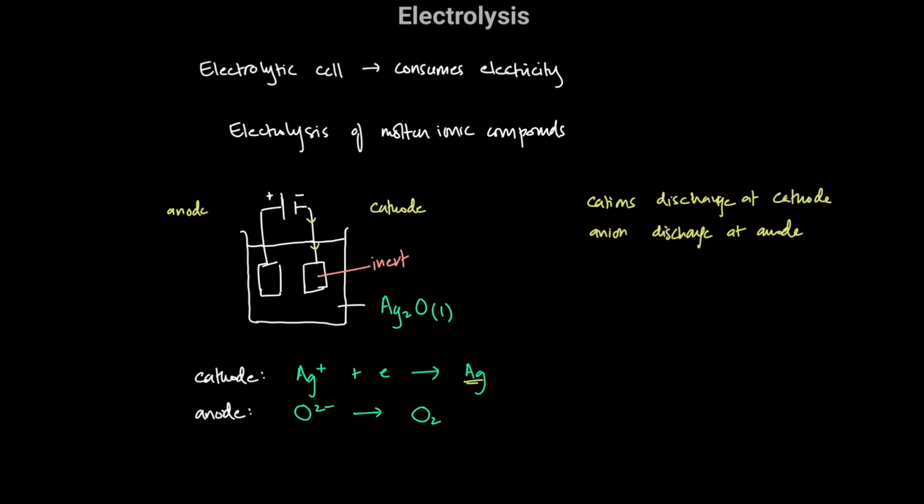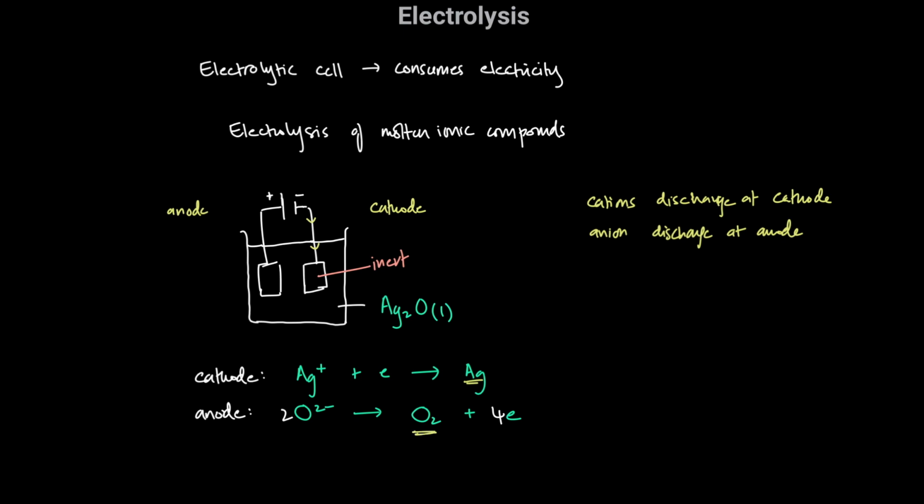And then if we have 2O2 minus, remember, each oxide ion loses 2 electrons. So if you have 2 oxide ions, we're going to have 4 electrons. So this is the half equation for the cathode: reduction of silver ions to form silver metal. So the product of the cathode is silver metal, and the product of the anode is oxygen gas.